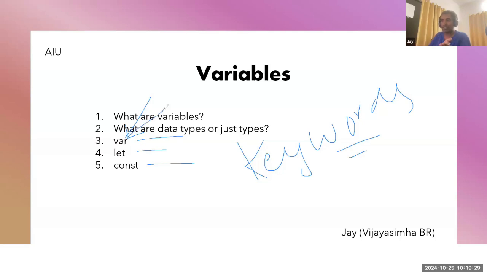So we have var, which is like the older way of creating variables. We have let, which is a more newish kind of way of creating variables. And finally, whenever we are creating constant values, we use the const keyword.